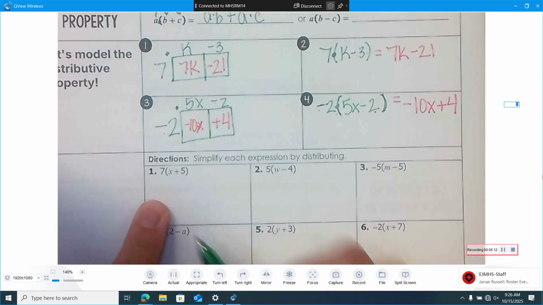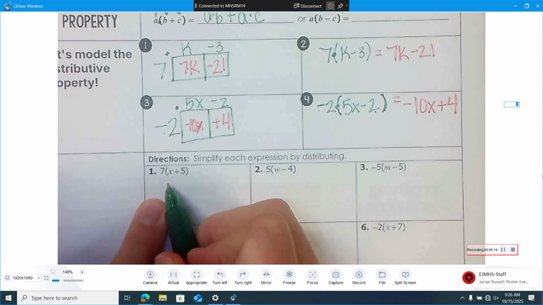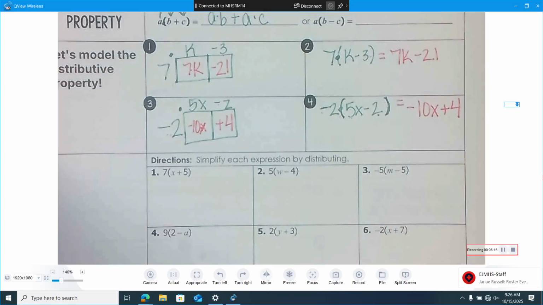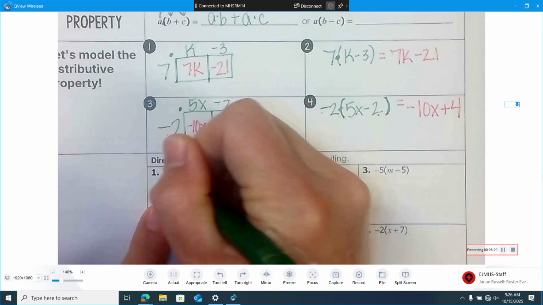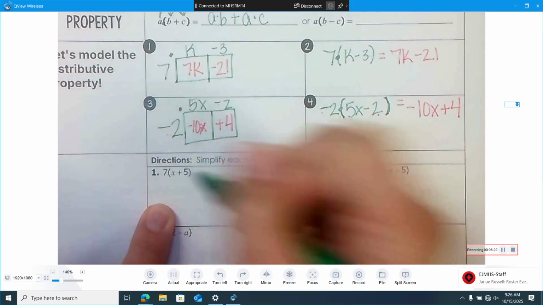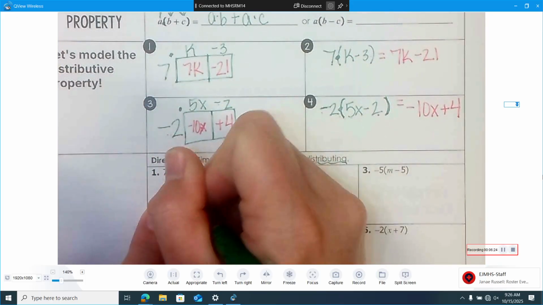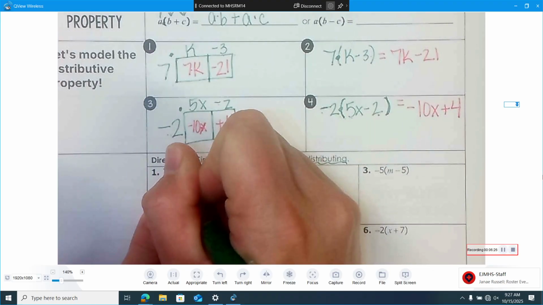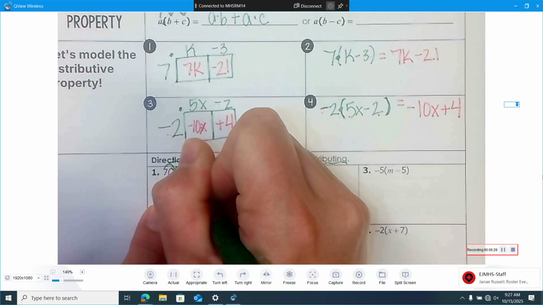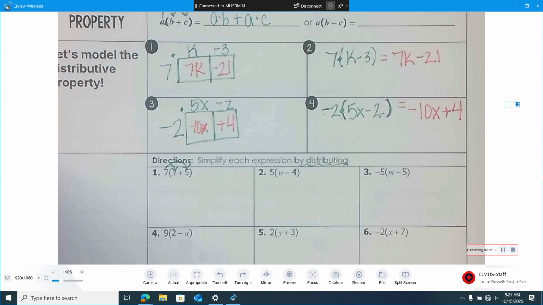Okay? So now if you don't want to use the area model, I'm going to show you just a couple here, and then you're going to do the rest. We can just maybe draw some little rainbows. Okay, I love the little rainbows here. We are going to simplify each expression by distributing. So we're going to distribute the 7 to both pieces inside those parentheses.